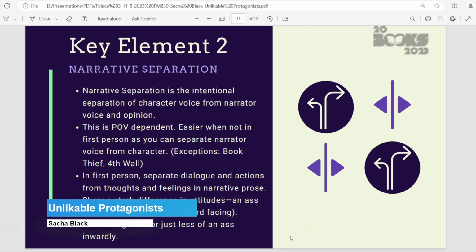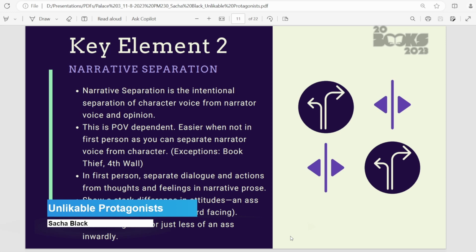Element 2, narrative separation. So narrative separation is the intentional separation of character voice from narrator voice and opinion. And this varies, and it is point of view dependent. So it's actually easier when you don't write in first person. Who writes in first person? Okay. Who writes in third person? Okay, you got it easier.